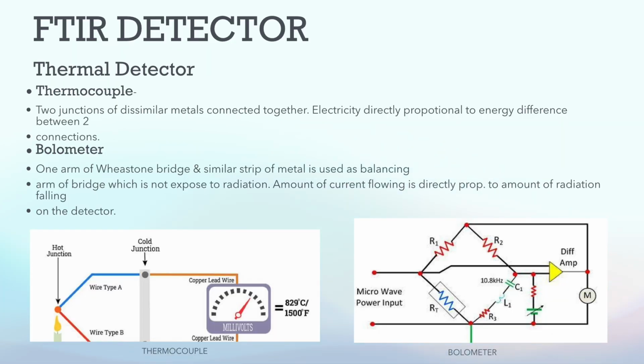FTIR detectors. There are two types of detector. The first one is a thermal detector and the second one is a photon detector. In the thermal detectors, the first one is the thermocouple detector. Two junctions of dissimilar metals are connected together. Electricity is directly proportional to the energy difference between the two connections. The second one is a bolometer. One arm of the Wheatstone bridge and a similar strip of metal is used as the balancing arm of the bridge, which is not exposed to the radiation. The amount of current flowing is directly proportional to the amount of radiation on the detector.